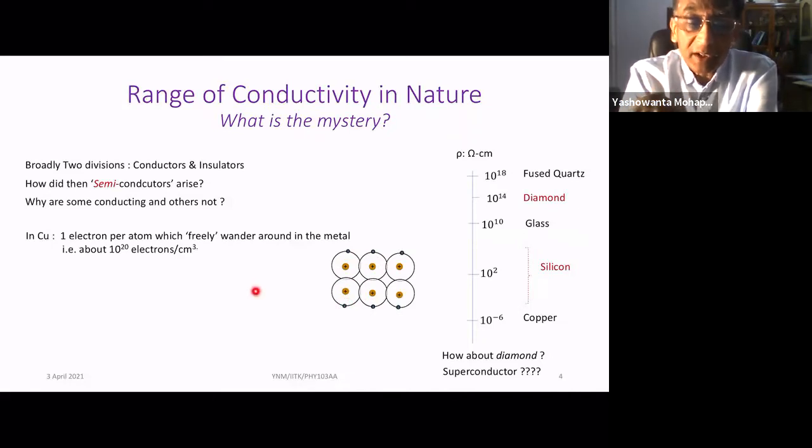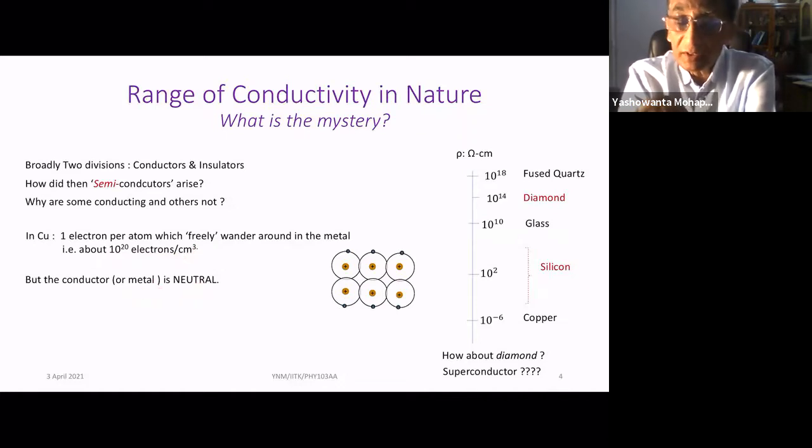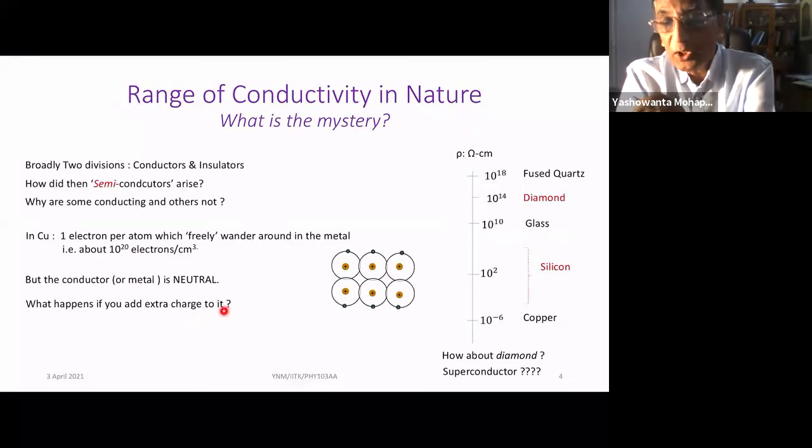So as I said, about 10 to the power 22 electrons per centimeter cube freely wander about. But the conductor is neutral, okay, as I said. So what happens if you add extra charge to it? That's the question that we're going to consider. Obviously, the charge tries to be neutral, and it sends it to the surface.